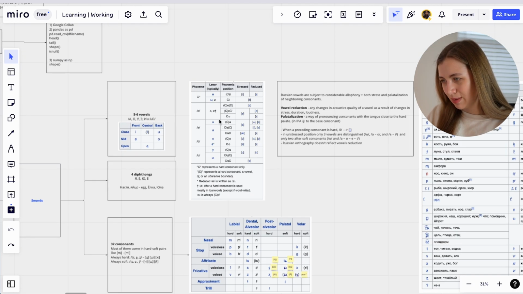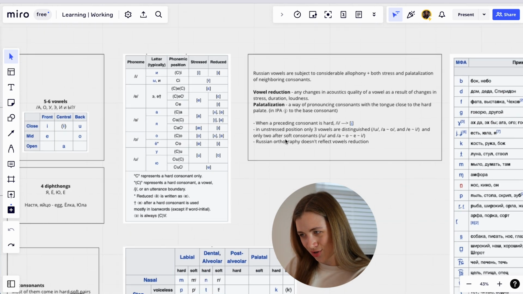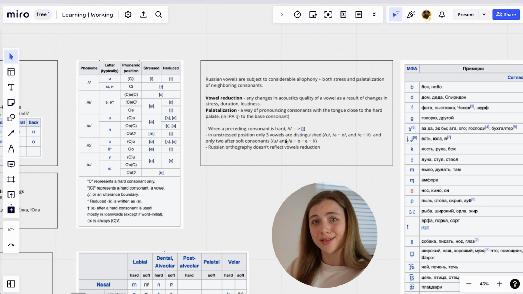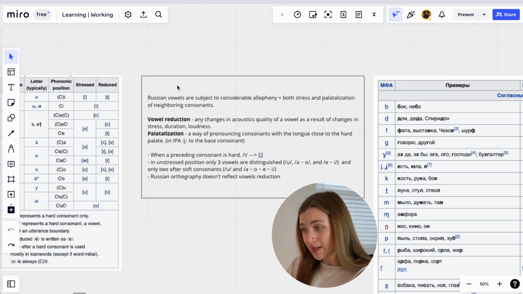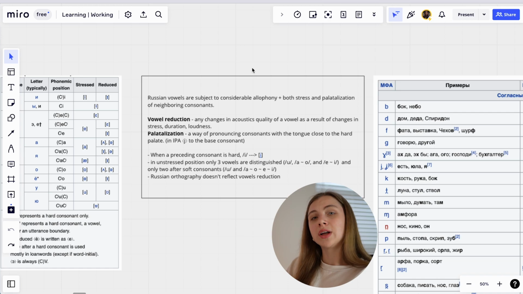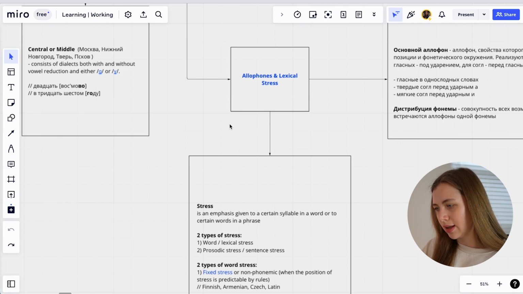So screenshots from Wikipedia. Well, I guess this is where it stops being a diagram, because it's just more like random pieces of information. A little bit about Russian vowels here, difficulty. What are some challenges? So as a linguist who was supposed to be working with the Russian language, I was trying to define what could be some difficulties of the Russian language for a machine. So this is why I wrote down some, let's call them particularities of Russian phonetics. And then we go into allophones and lexical stress.